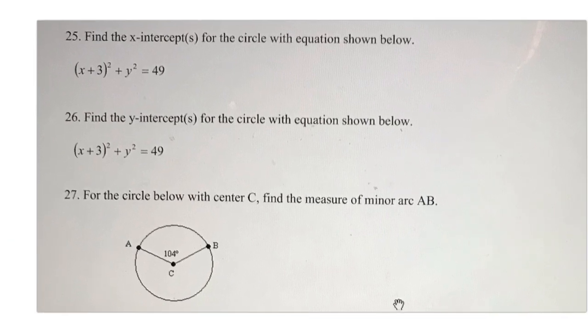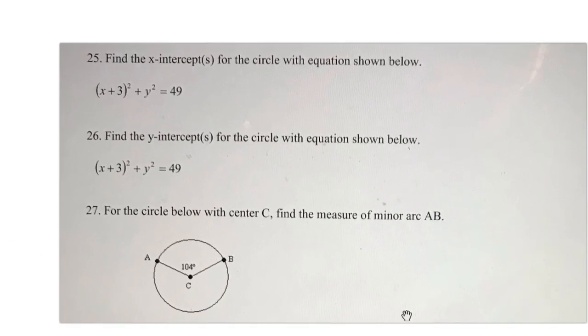25. Find the x-intercepts for the circle with the equation shown below. So you always know the x-intercept because it's going to be whatever x equals when y is 0. So we're going to go ahead and just set y equal to 0 and figure out what the rest of this thing is. So it's going to be 0 squared, equals 49. So clearly we're looking at (x plus 3) squared equals 49.